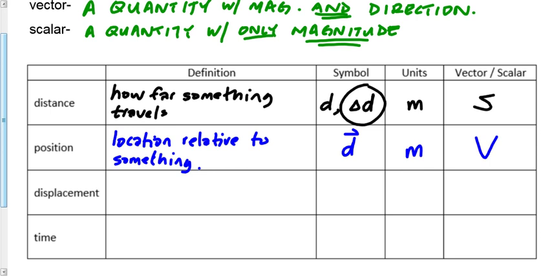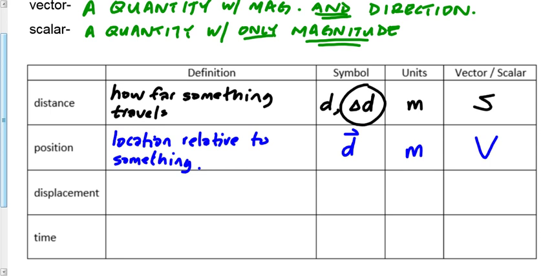Now I am 8 meters north of the wall. Is that a position or is that a distance? That's a position. That's where I am. That's my location, right? 8 meters north of the wall. What's my distance in there again? 6 meters. 6 meters north? No, just 6 meters, right? Because distance is a scalar. Got it? So you understand the difference between distance and position? Where I am, my location, versus how far I've gone.